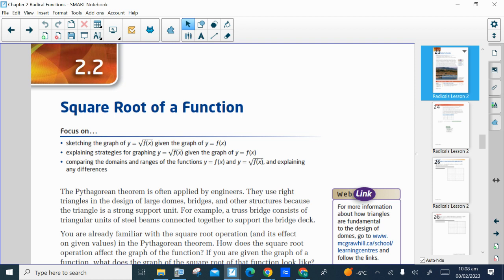So again, we're going to sketch the graph of y equals the root of f at x given the graph of y equals f at x. We'll talk about some strategies for graphing the square root of a function, and we'll compare the domain and range of the two.